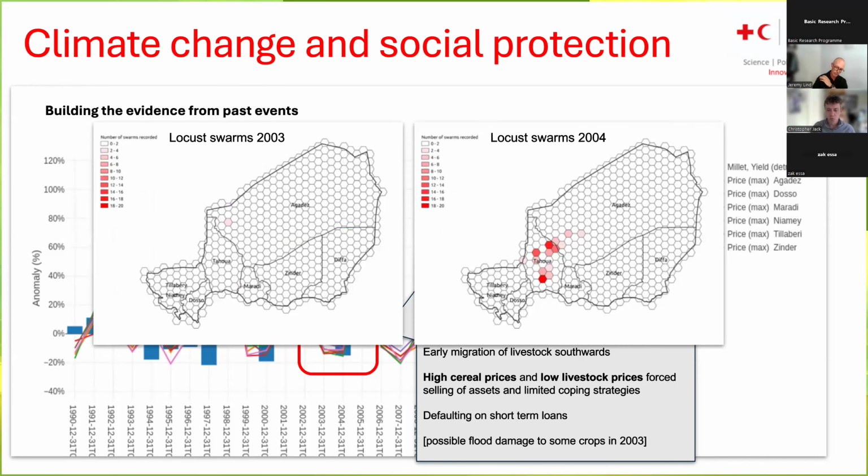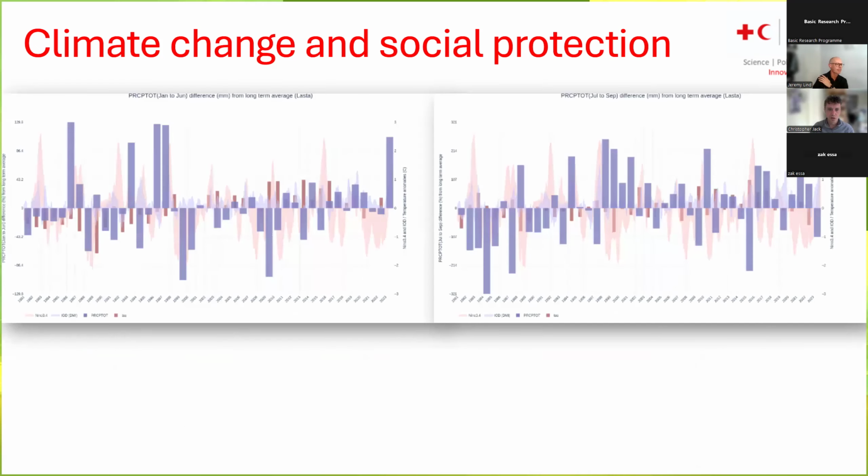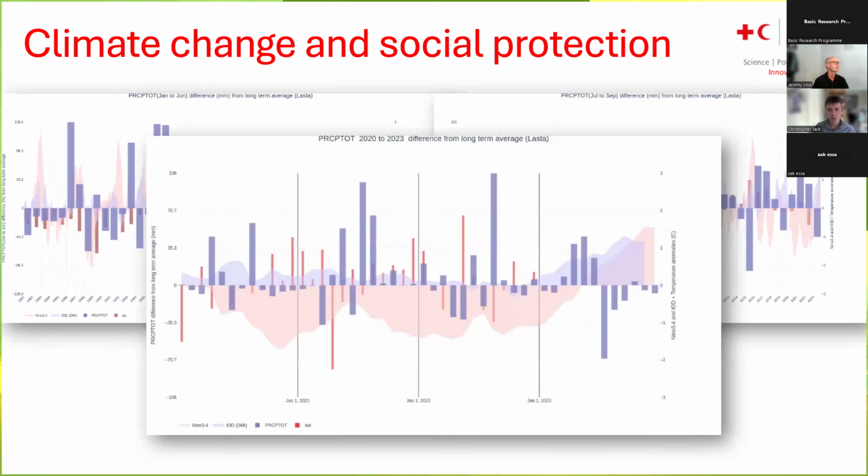Just looking at locust swarms, for example, we can begin to map where they are. And then diving into the climate science, I'm not going to spend a lot of time here, but I wanted to highlight one thing that has come up in our interactions. We often talk about droughts and floods, and often we're talking about droughts. But sometimes you can have a very normal year. I'm just going to highlight one here.